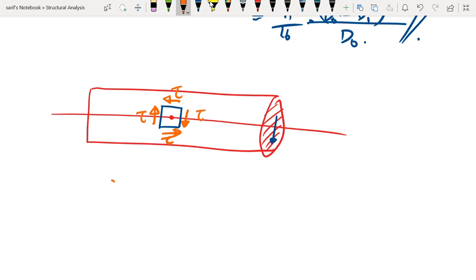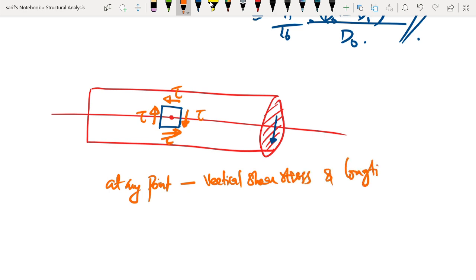Okay, so at any point the vertical shear stress and longitudinal shear stress will have the same magnitude. Okay, this is one point we have to keep in mind.